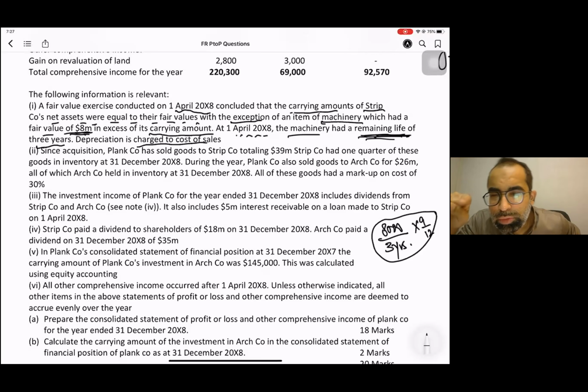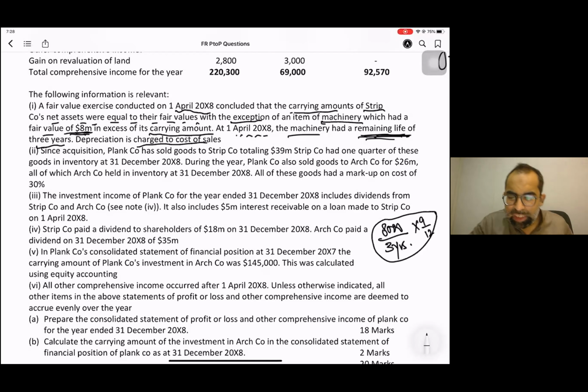Also, this 2,000 will be deducted from S company's profit after tax in the calculation of NCI. Why? I told you, because this is an S company issue, and S company issues always hit at two places: the consolidated income statement as well as NCI. See, this is the practical implication.